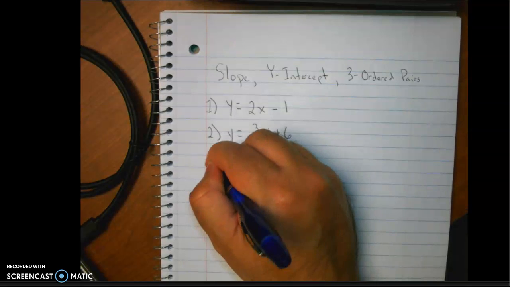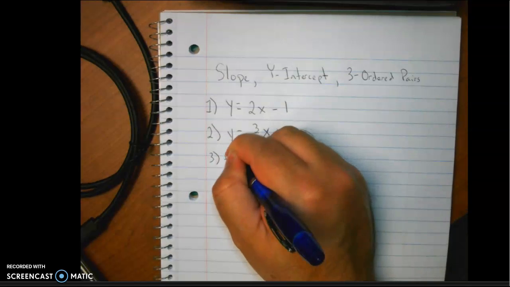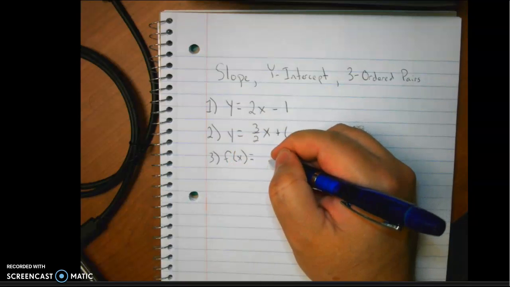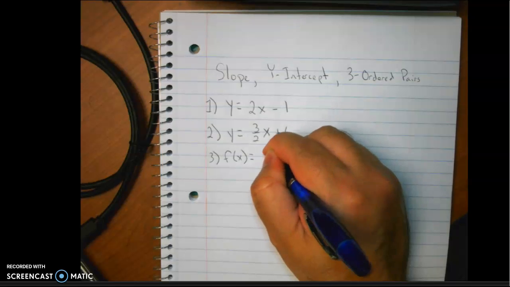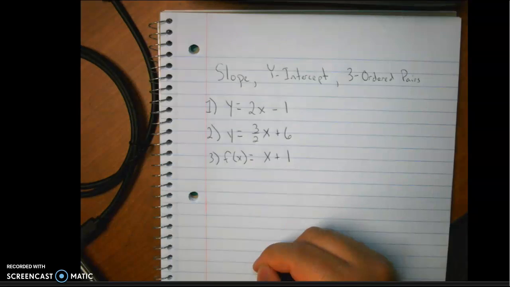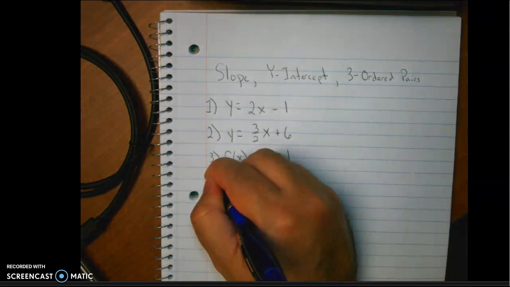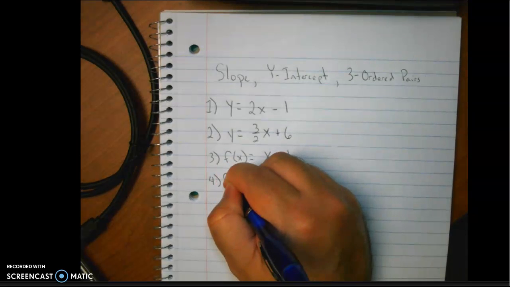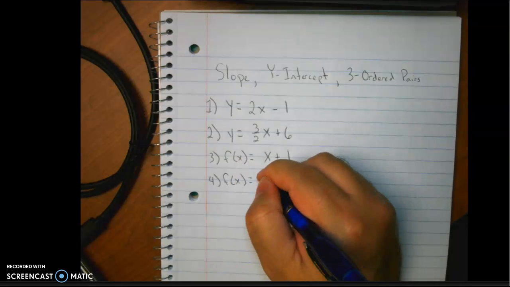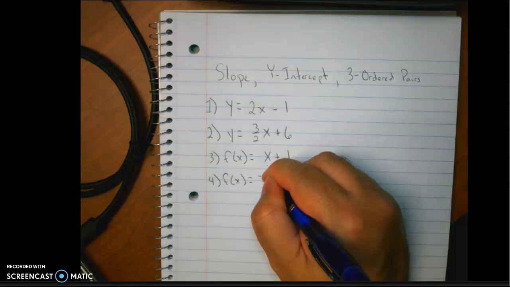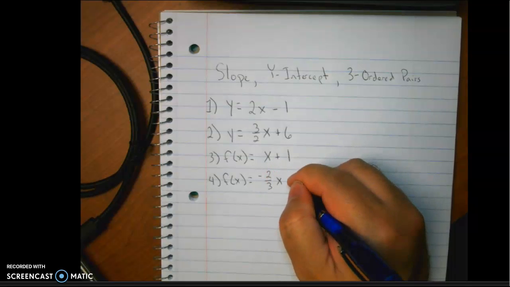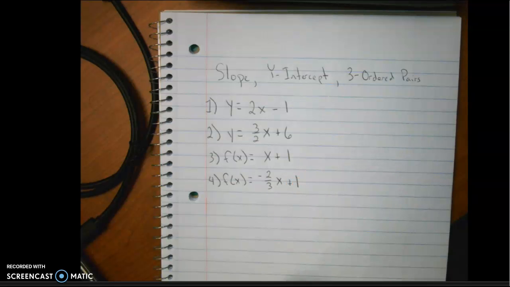The third one, f of x equals x plus 1. The fourth one, f of x equals a negative 2/3 x plus 1.